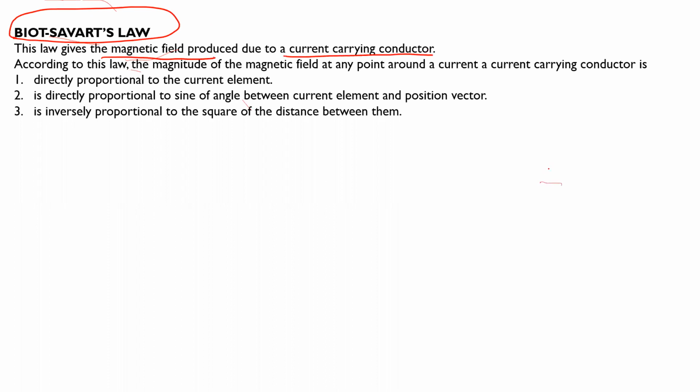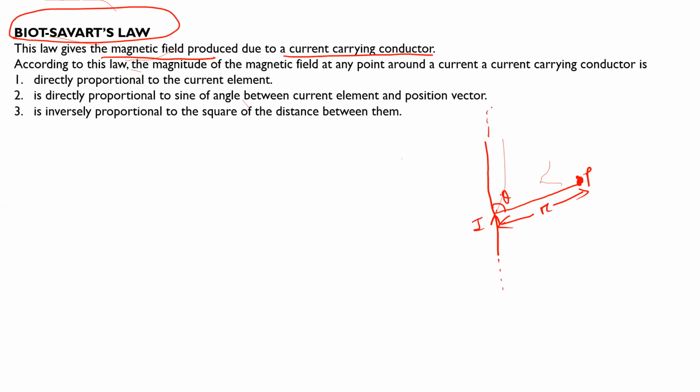So to understand this, suppose you have an infinite wire, this is the infinite wire, and current I flows through it. If you take any point P, which is at a distance R from the wire, and R is the position vector, this vector R makes an angle theta with this wire.